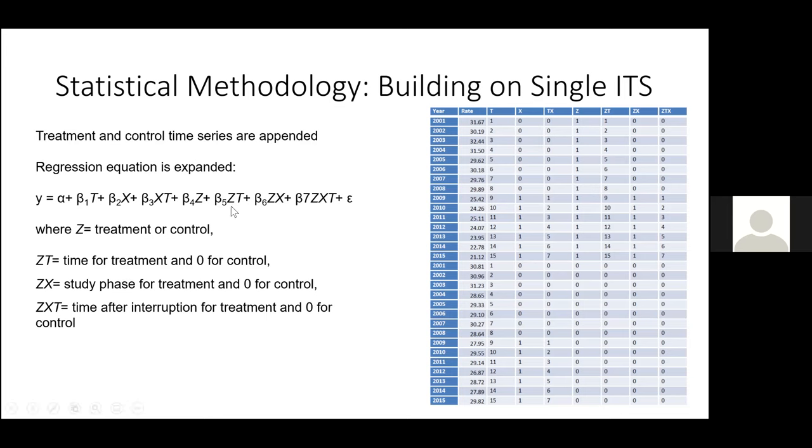Now we go to beta five. What does it say? Someone just say it. Beta five, what? Could it be the difference in slope before the intervention, comparing the control and the treatment?